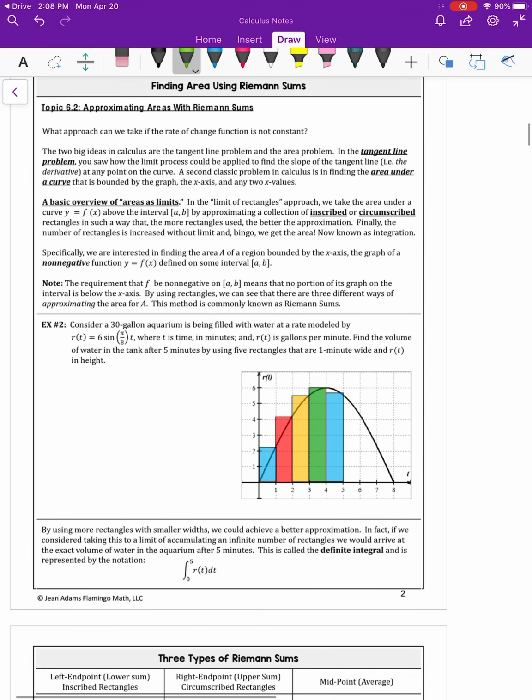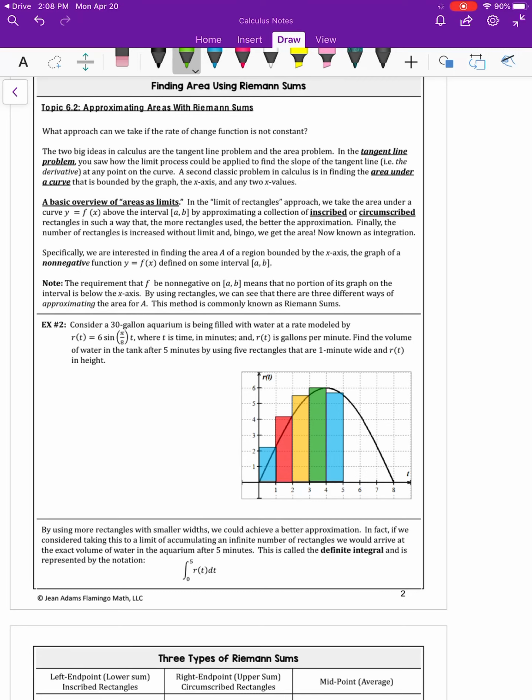Note, the requirement that f be non-negative on AB means that no portion of its graph on the interval is below the x-axis. By using rectangles, we can see that there are 3 different ways of approximating the area for A. This method is commonly known as Riemann sums.